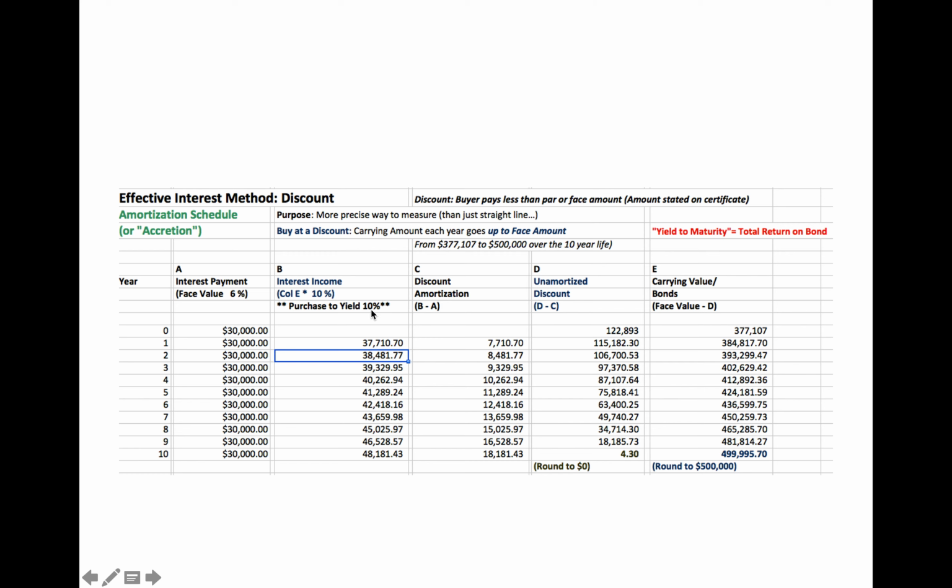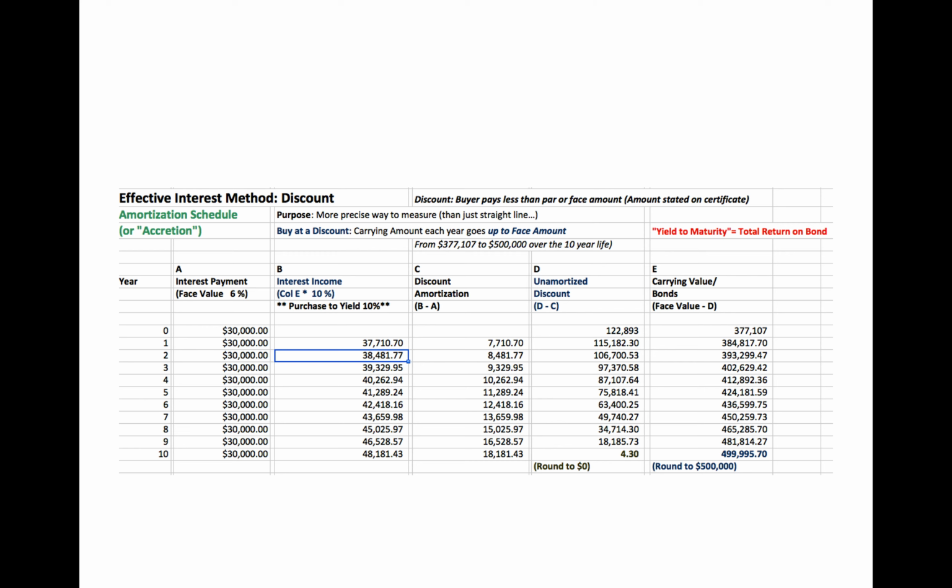We're going to say, though, that this bond was, quote, purchased to yield 10%, meaning that the discount was big enough that if you add the discount and the interest payments, you didn't just make 6%, you actually made 10%. So that is the interest income in column B. So in year zero, $30,000 interest doesn't change. We have an unamortized discount, $122,893. Carrying value I mentioned, if you add columns D and E with rounding, you're going to get $500,000.